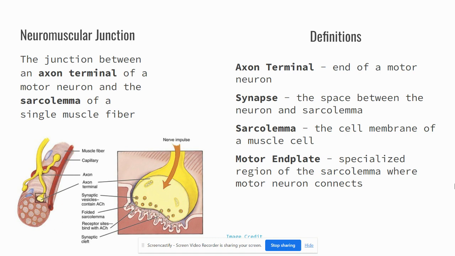And then some other definitions of note are axon terminal, which is the end of that motor neuron. Synapse, which is the space between the neuron and the sarcolemma. The sarcolemma, which is the cell membrane of a muscle cell. And then we have the motor end plate, which is the specialized region of the sarcolemma where that motor neuron connects, or where those axon terminals connect to that end plate or to that muscle fiber.